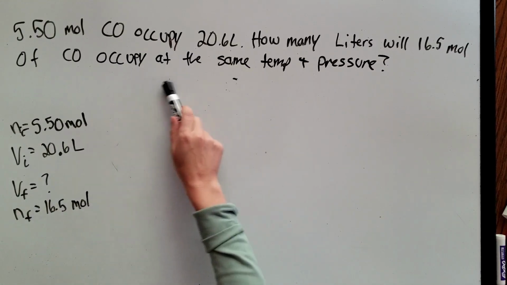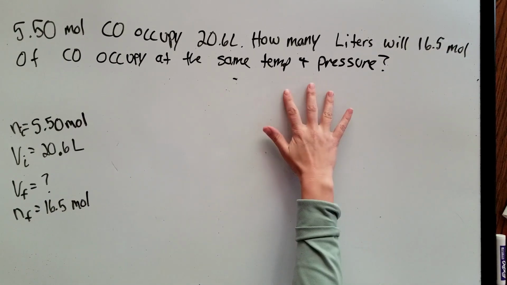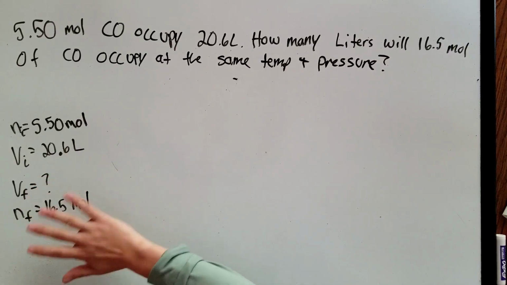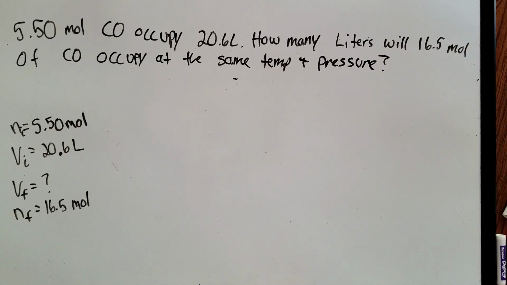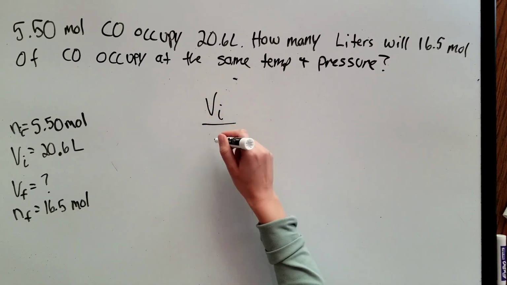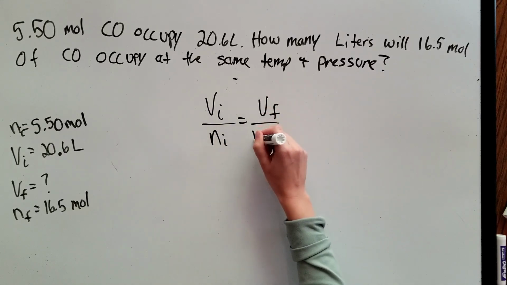Now notice it's saying at the same temperature and pressure, okay? Whenever temperature and pressure are constant, or when they're the same, all that means is you don't need those variables. That's why we don't need to write a temperature over here or a pressure, because it's remaining constant, it's not going to come into play, right? So the equation we have for this is VI over Ni is going to equal Vf over Nf.